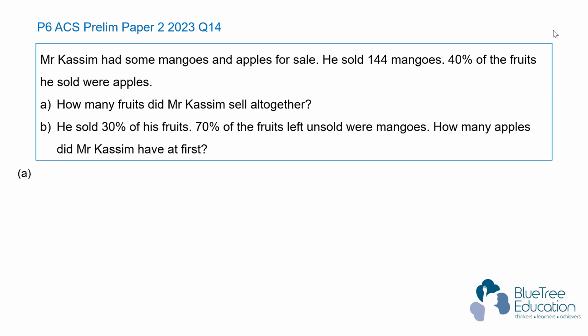Now, Mr. Kasim had some mangoes and apples for sale. He sold 144 mangoes. 40% of the fruits he sold were apples. Now, this is the main question stem.